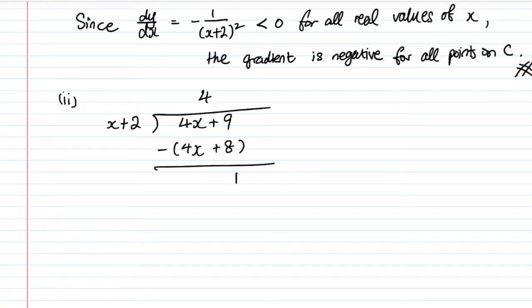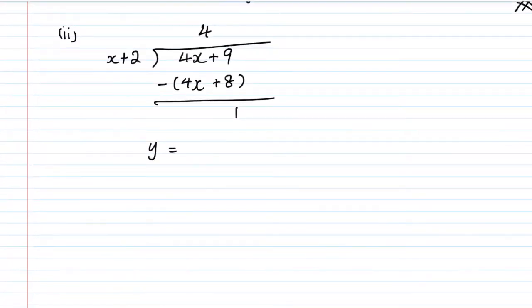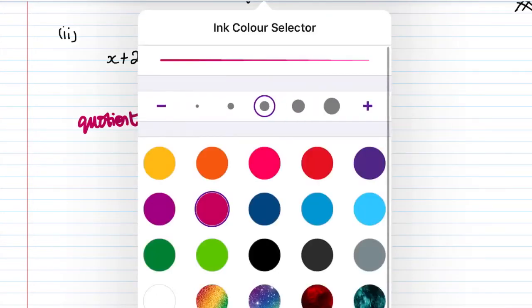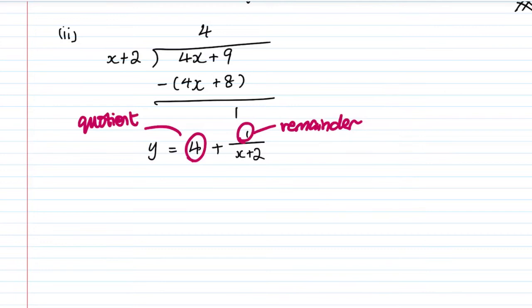And that's actually all. Now all you need to do is combine this and formulate it in the way it's supposed to be done, which will be y equals 4 plus 1 over x plus 2. So the remainder will always go on top. This is your remainder, and this part will be the quotient, the answer that you got at first. So that is how you will get it.